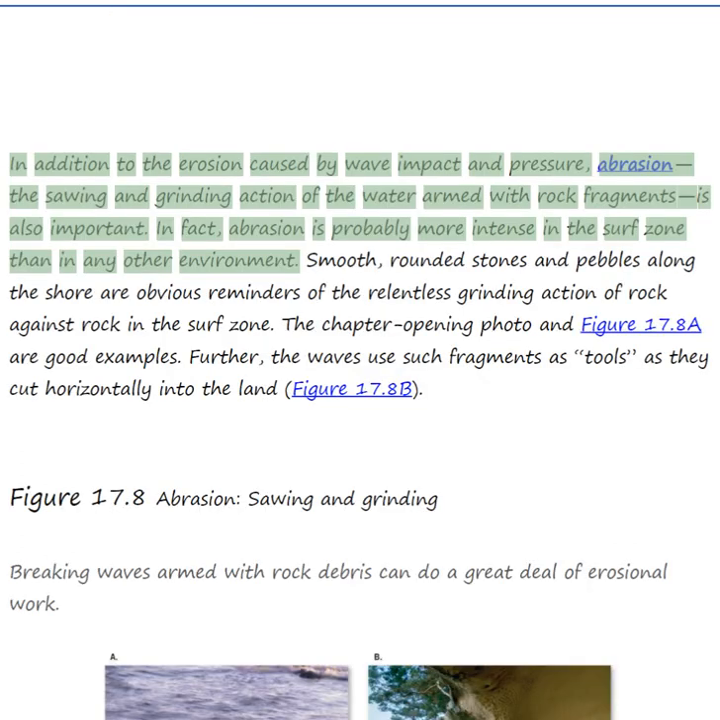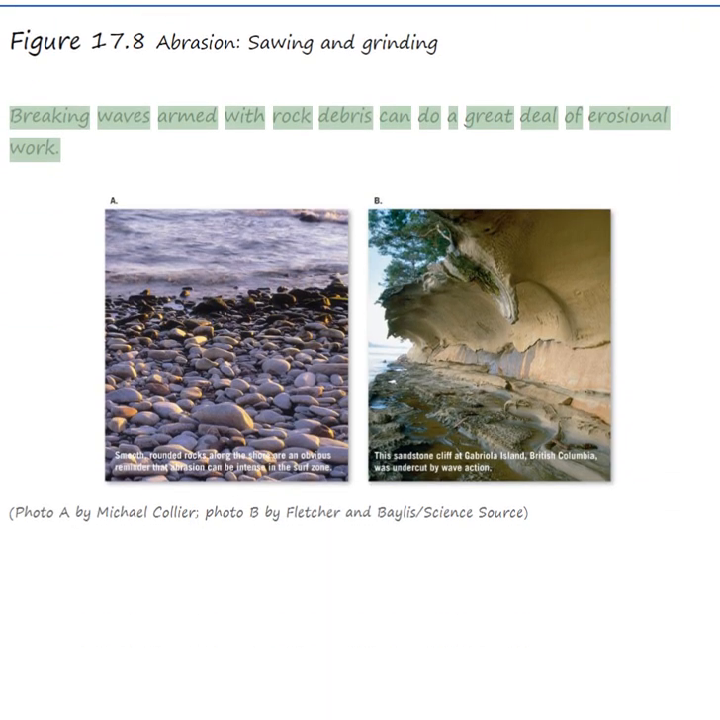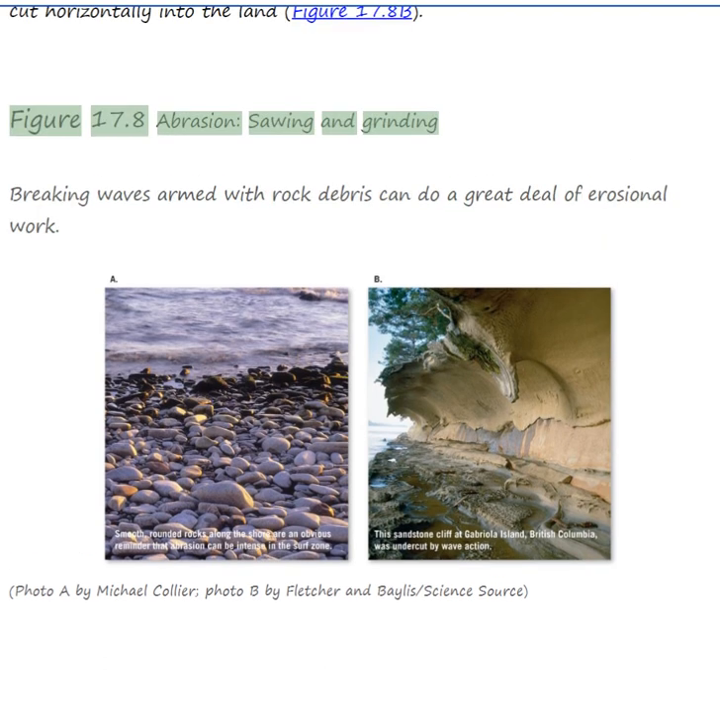In addition to the erosion caused by wave impact and pressure, abrasion, the sawing and grinding action of the water armed with rock fragments, is also important. In fact, abrasion is probably more intense in the surf zone than in any other environment. Smooth, rounded stones and pebbles along the shore are obvious reminders of the relentless grinding action of rock against rock in the surf zone. The chapter opening photo and figure 17.8a are good examples. Further, the waves use such fragments as tools as they cut horizontally into the land. Breaking waves armed with rock debris can do a great deal of erosional work. Figure 17.8 Abrasion, sawing and grinding.